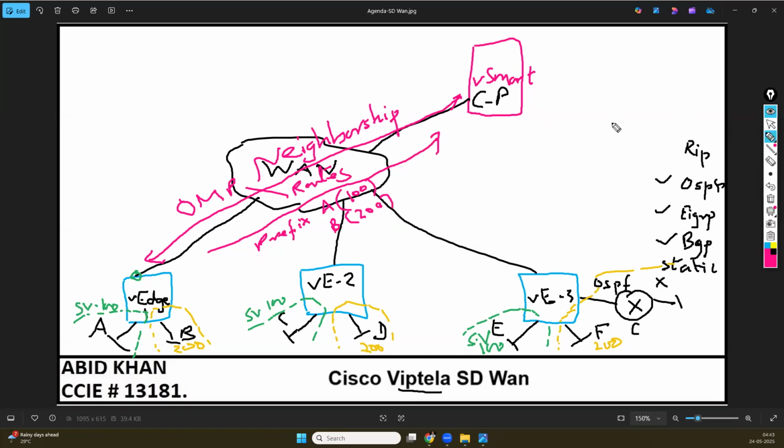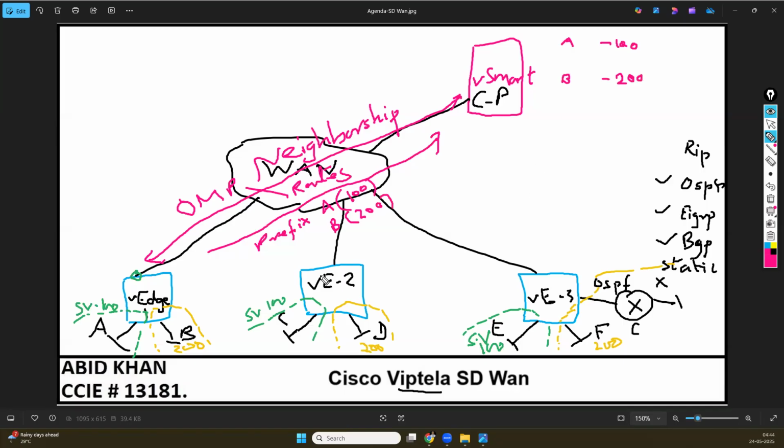Once vSmart receives these two OMP routes, it is going to maintain a routing table. We can see this OMP route; we'll see later what the command is and how to see this route. All that we'll see a little later. But at this moment, let's say vSmart has received these two routes. It is going to note down that network prefix A is in VPN 100 and prefix B is in VPN 200.